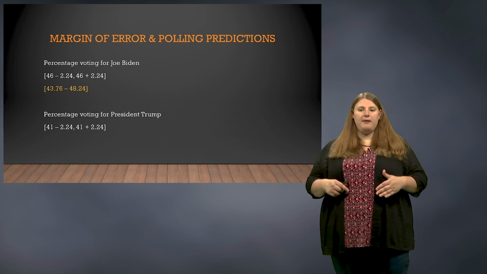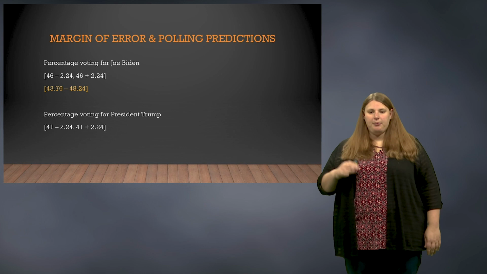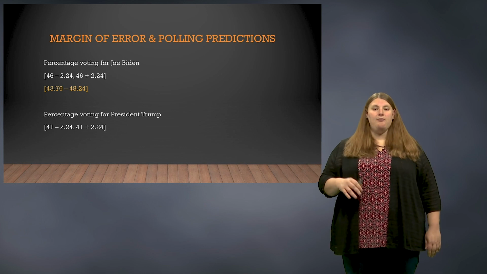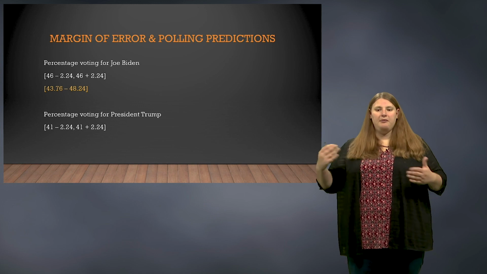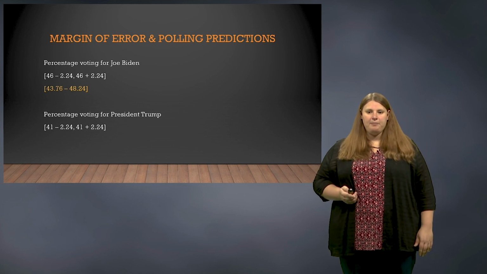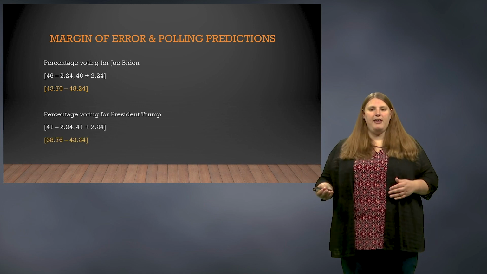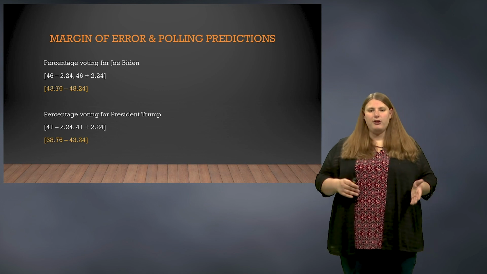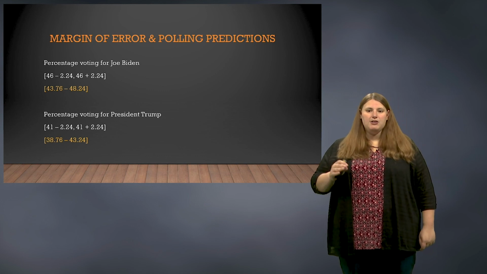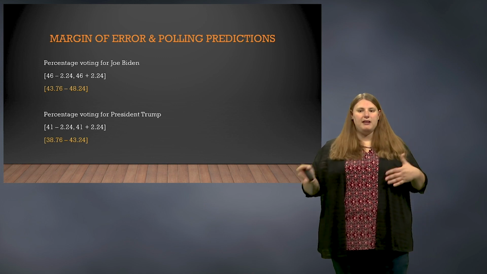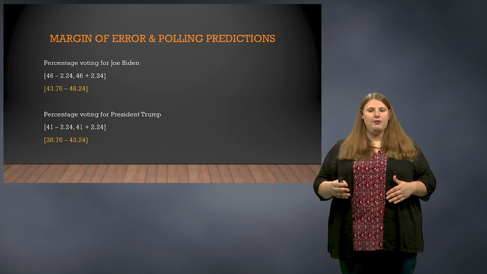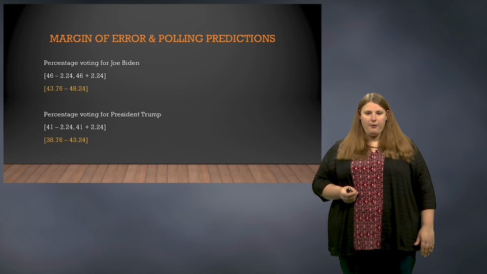We then do the same calculations for President Trump. The percentage of the sample that voted for him was 41%. So we take that 41% and then we add and subtract the same margin of error. That gives us a range of 38.76% to 43.24%. So based on the polling data collected, President Trump would have received somewhere between 38 and 43% of the vote if held nationwide the day of the poll.